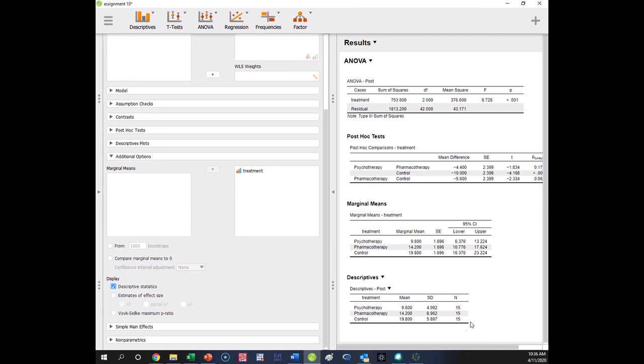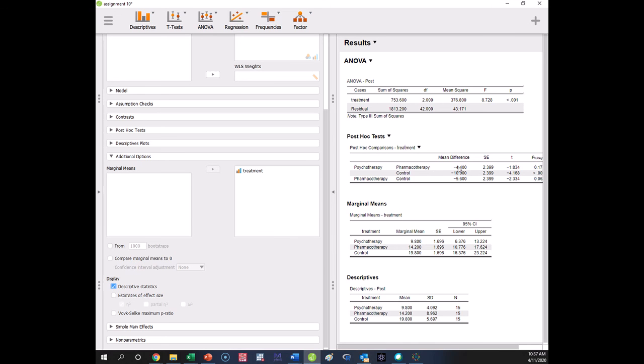And we see this is a balanced design because there are the same number of people in each group. Okay? So we would say something like, in order to determine whether treatment had a significant effect on manic symptoms immediately following treatment, a one-way between subjects analysis of variance was performed. This test showed that there was a significant effect of treatment. We would say F, and in parentheses 2, 42 equals 8.728, P less than 0.001, right?